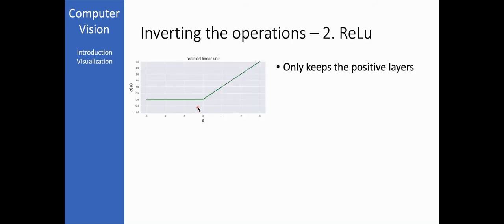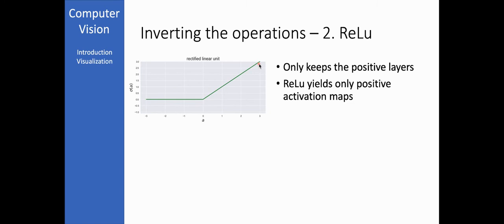The second operation will be, well, I have to revert the rectified linear unit. Now this we can think about a little bit. If you think about it, the rectified linear unit, as I go forward, I simply discard all the negative values, right? Instead, I only keep the positive values fixed. So only the positive values actually contribute to the activations in the further layers.